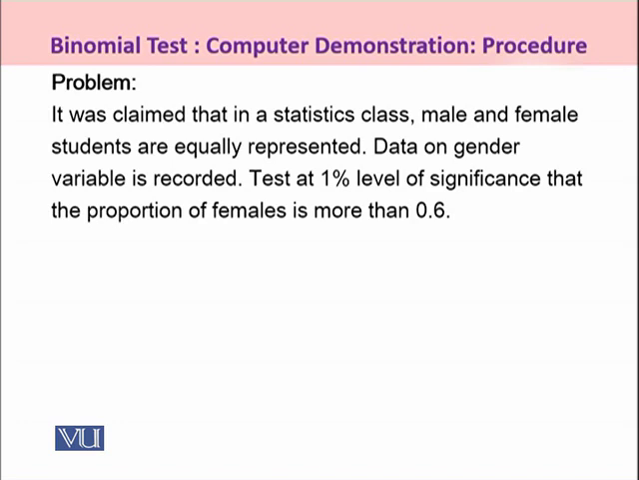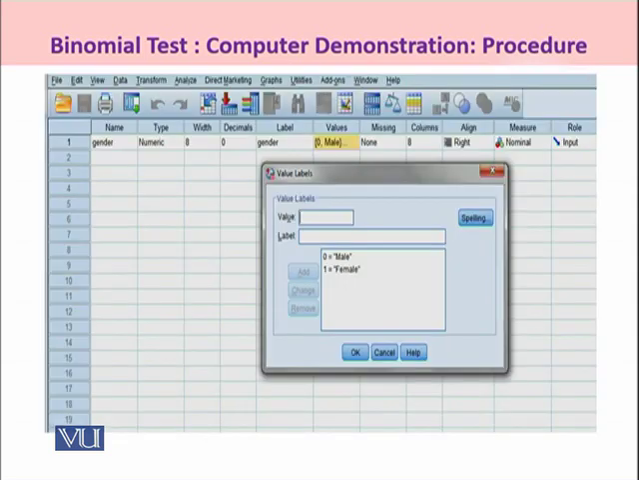The problem states that it was claimed that in a statistics class, male and female students are equally represented. So the data on the gender variable was recorded. We have to test at 1% level of significance that the proportion of females is more than 0.6. Students, in order to tackle this problem, we have to learn how to enter this information into the statistical software, that is SPSS.